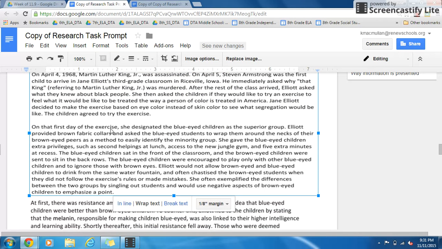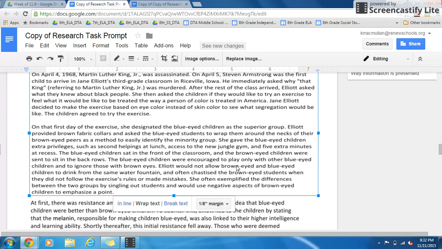On that first day of the exercise, she designated the blue-eyed children as the superior group, or the better group. Elliott provided brown fabric collars and asked the blue-eyed students to wrap them around the necks of their brown-eyed peers as a method to easily identify the minority group. She gave the blue-eyed children extra privileges, such as second helpings at lunch, access to the new jungle gym, and 5 extra minutes at recess. The blue-eyed children sat in the front of the classroom, and the brown-eyed children were sent to sit in the back rows. The blue-eyed children were encouraged to play only with other blue-eyed children, and to ignore those with brown eyes.